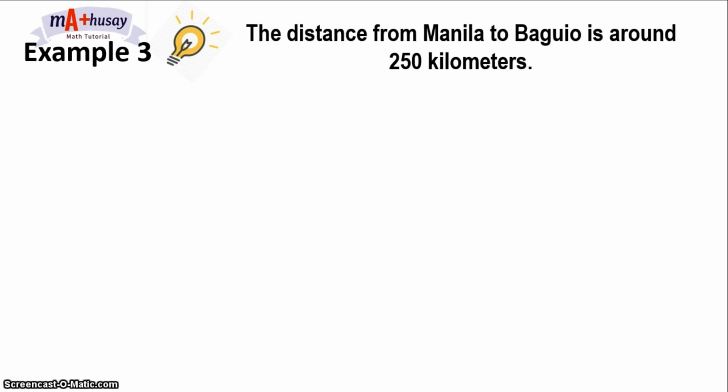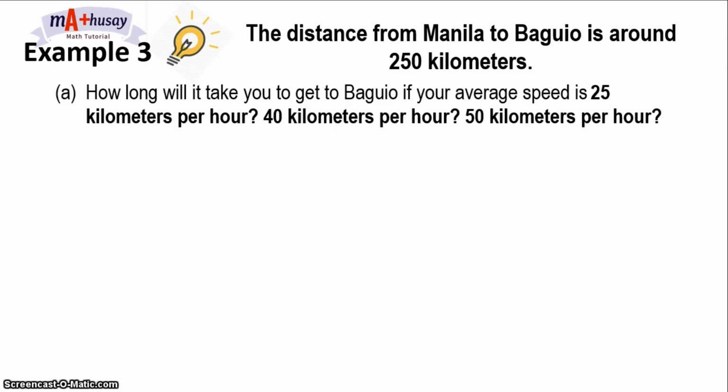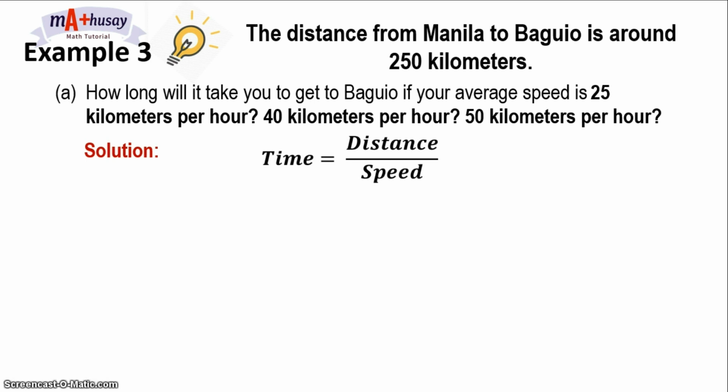Let's take example number 3. The distance from Manila to Baguio is around 250 kilometers. How long will it take you to get to Baguio if your average speed is 25 kilometers per hour, 40 kilometers per hour, 50 kilometers per hour? So dahil alam natin na ang distance is equal to speed times time, at gusto nating malaman kung gaano katagal ang isang biyahe, ang formula na gagamitin natin in this case ay time equals distance all over speed.